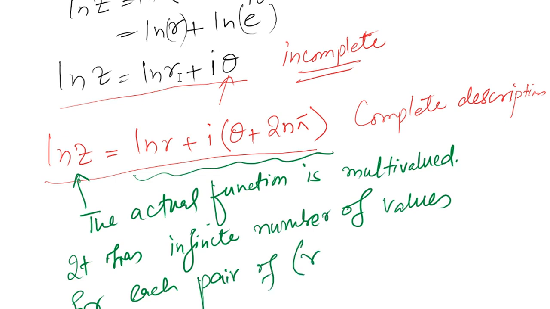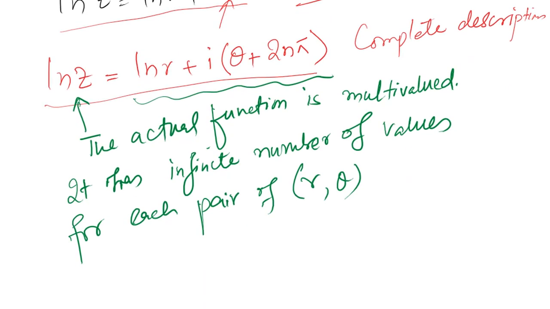So you fix r and theta, but the function will still have an infinite number of values depending upon this n, because you rotate by 2 pi and you get the same value again, and you again rotate and you get the same values. But you cannot take all the values when you are evaluating or solving a problem. You cannot take an infinite number of values of a function. So what you take, you fix n also.